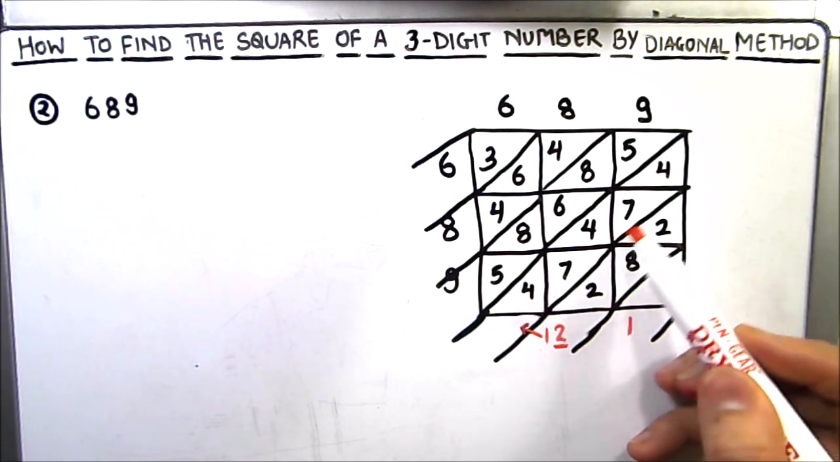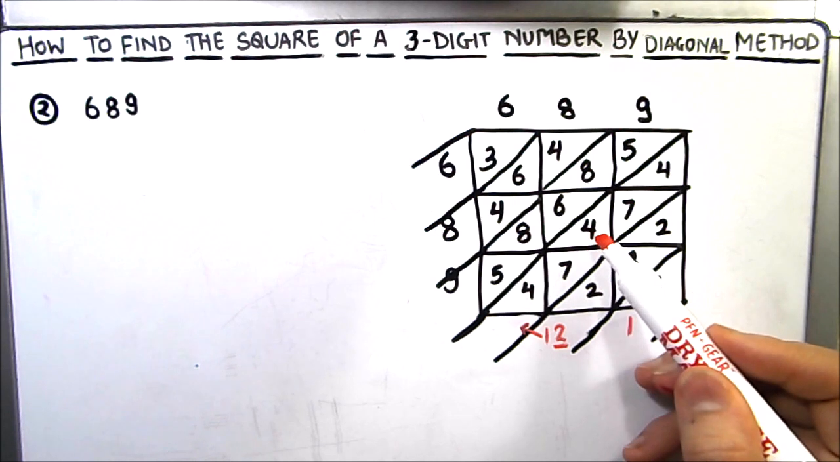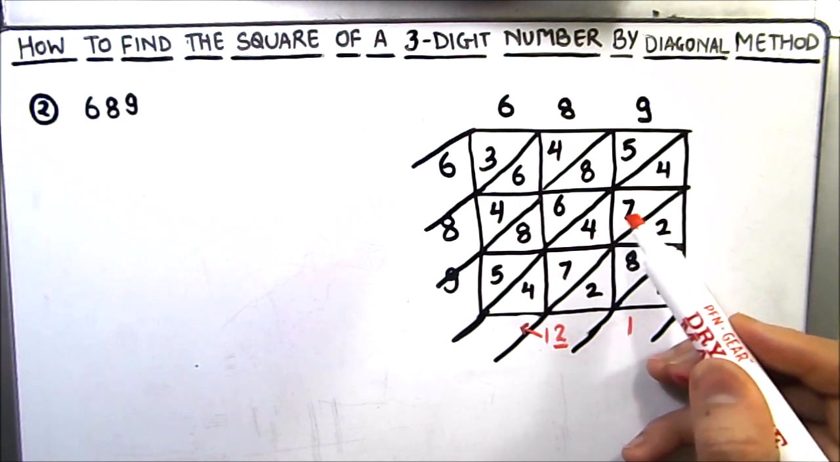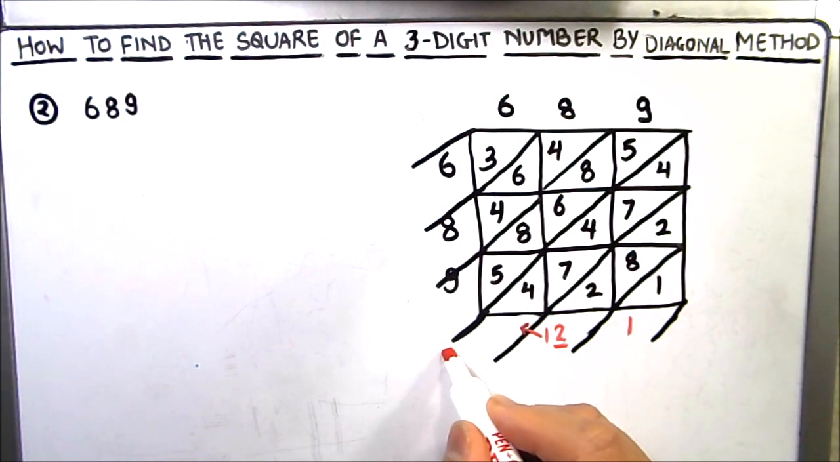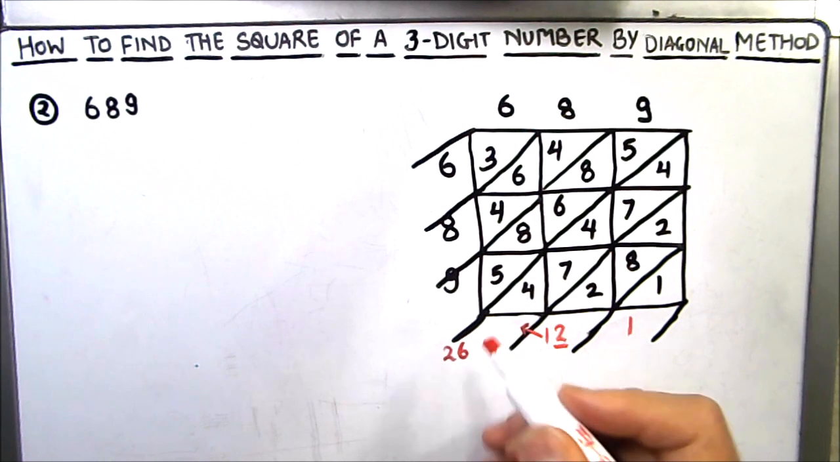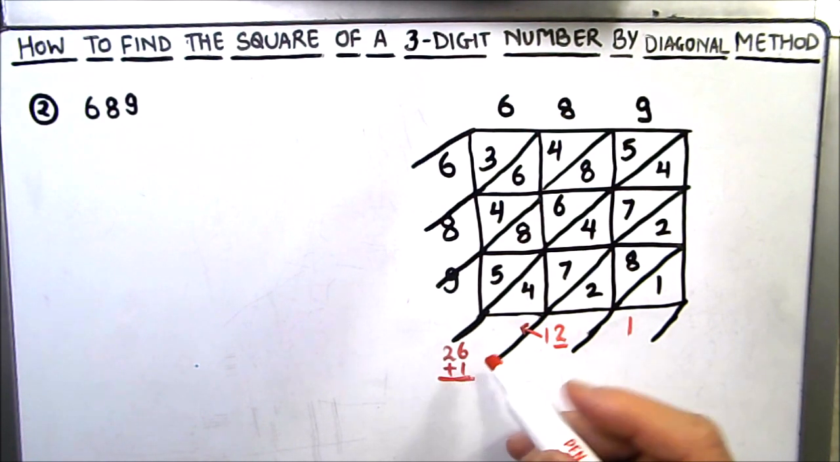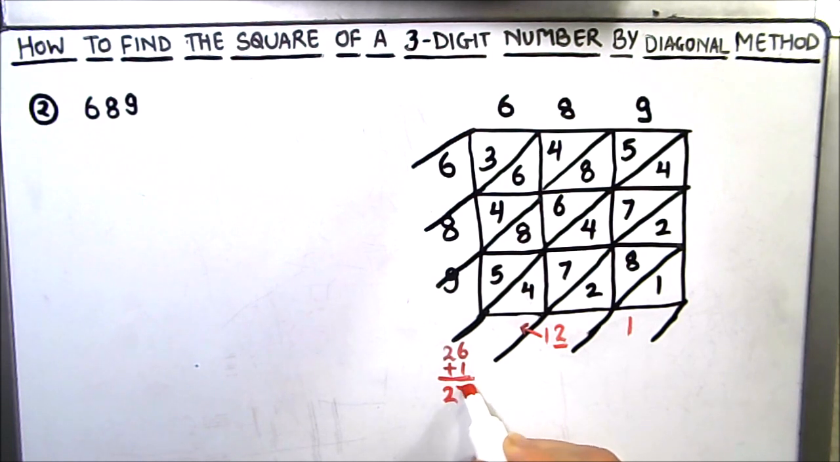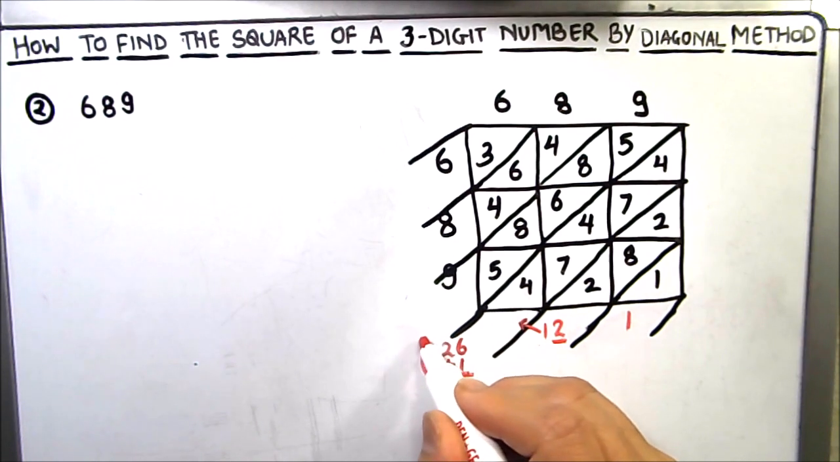Add the numbers in this diagonal. So 4 plus 7 is 11. 11 plus 4 is 15. 15 plus 7 is 22. And 22 plus 4 is 26. So the sum of the numbers of this diagonal is 26. 1 is the carried over number from the previous diagonal. So this is 27. So we'll underline 7 and 2 will be carried over to the next diagonal.